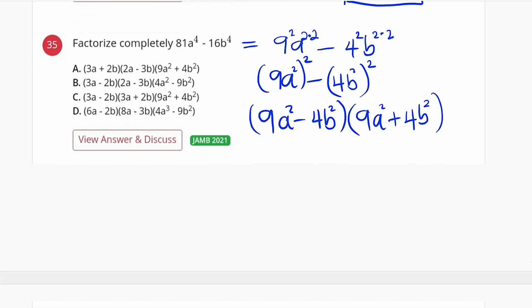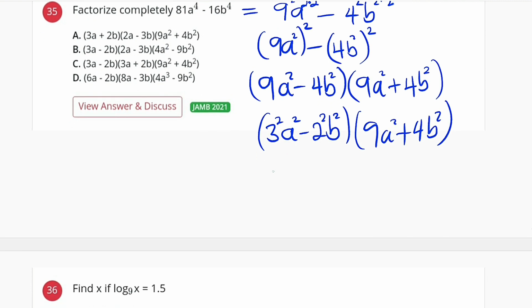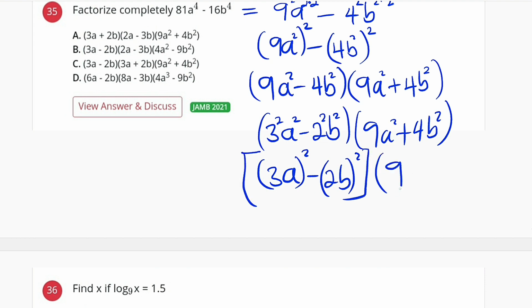From the left hand side, 9 can be written as 3 squared, and we still have a squared, minus 4 can be written as 2 squared, we still have b squared. We have 9a squared plus 4b squared. And I can combine the powers here, which is 3a all squared minus 2b all squared. Then I multiply by 9a squared plus 4b squared. This is also a difference of two squares. I can also factorize it.